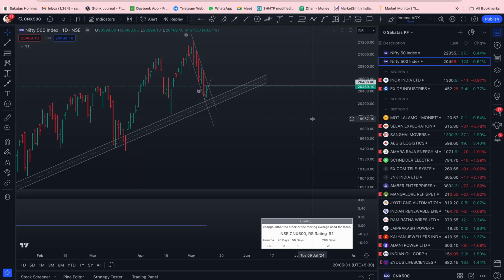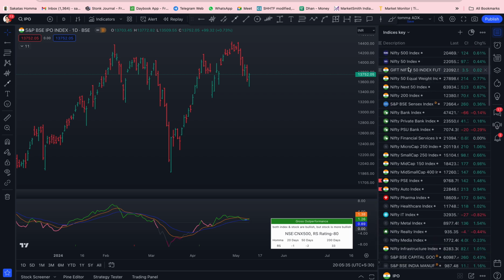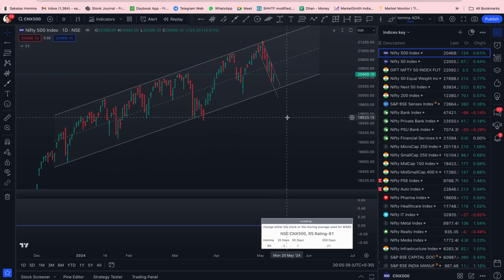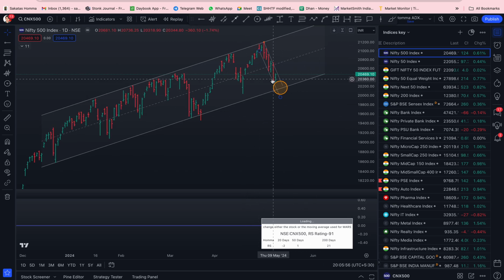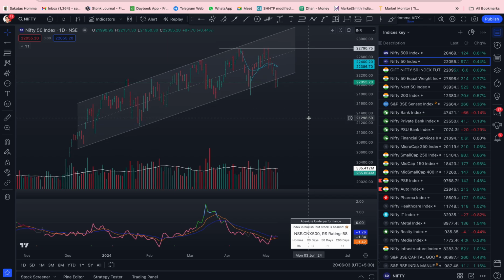The Nifty 500 is at around the channel bottom, which would be around this level, 20,100-ish. There is also a lower pivot here from where there was a huge bounce the last time around. So one can expect that the bounce zone is very near. The other charts also look very similar to this.